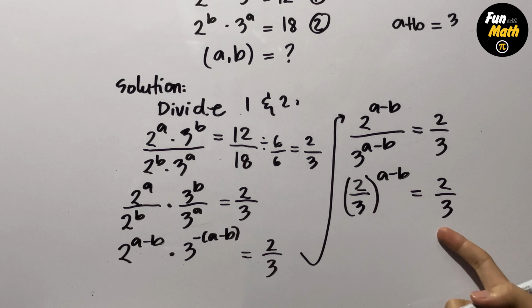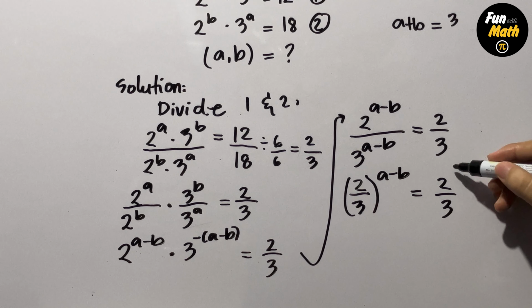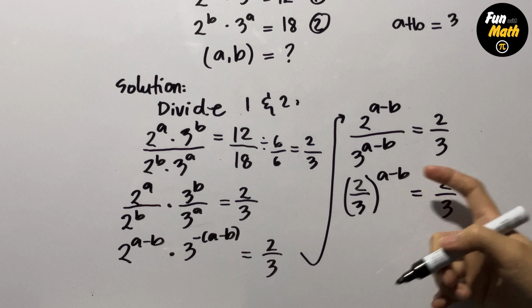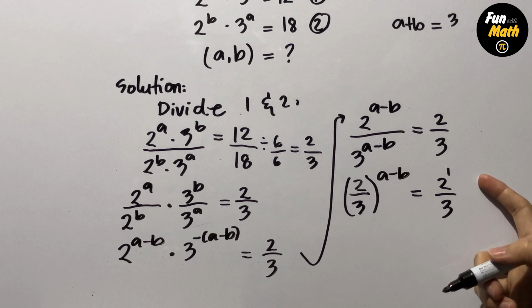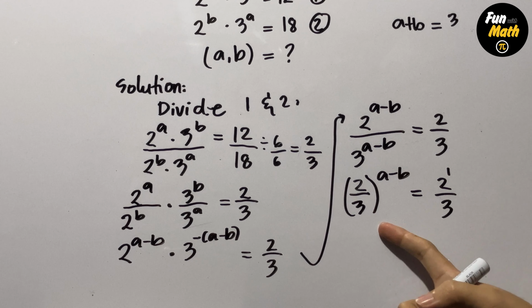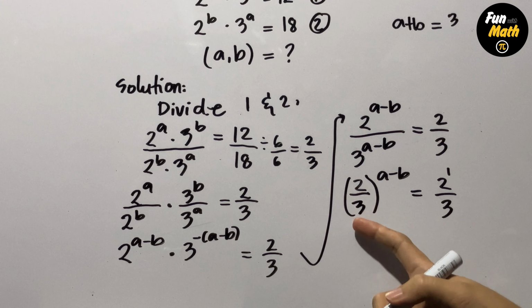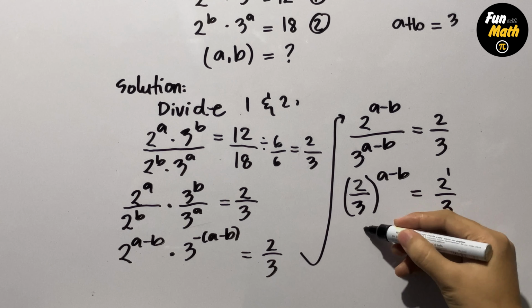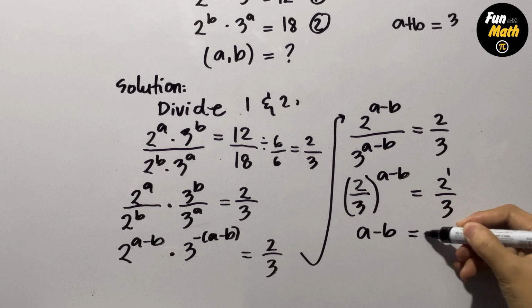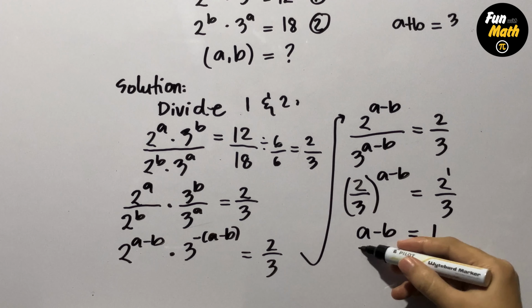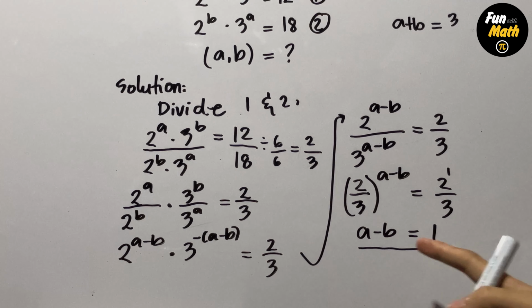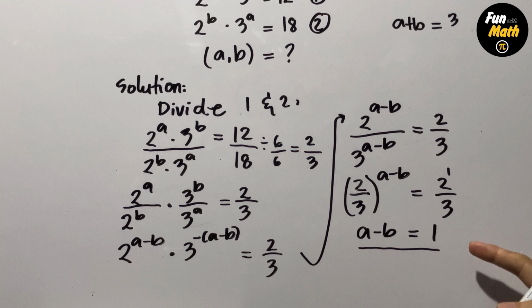So for now, for 2 over 3, we put a constant power, which is 1, so that both sides have a power. And now if you observe, they have the same base, 2 over 3 and 2 over 3. That means we can equate the power, and that is a minus b is equal to 1. Now, this is the result of dividing equation 1 and equation 2. A minus b is equal to 1.